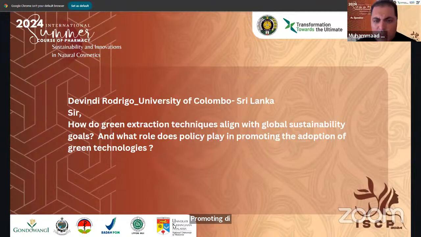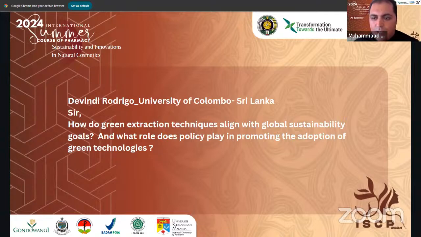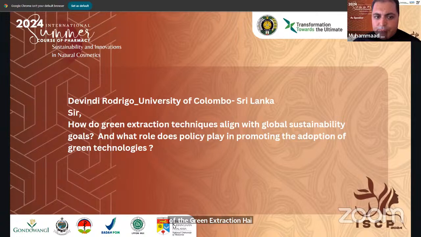Yeah, of course, the green concepts actually revolve around the sustainability goals. I don't exactly remember which goals, but if you see the 6 principles of green extraction, from each principle you can interlink the particular principle of green extraction with the particular sustainability goals.